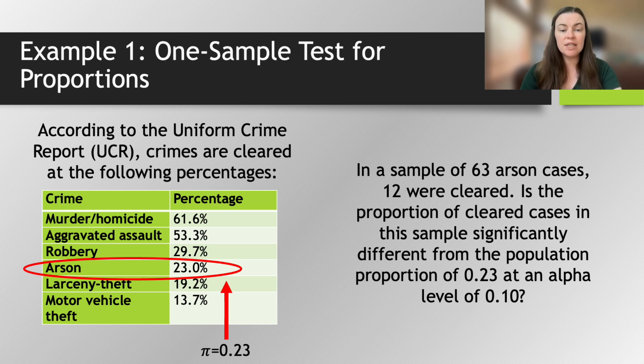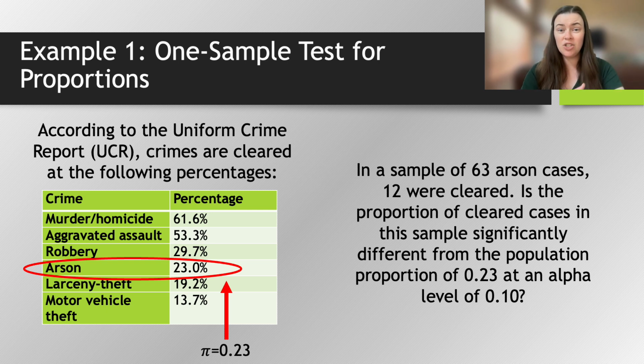In a sample of 63 arson cases, 12 were cleared. Is the proportion of cleared cases in this sample significantly different from the population proportion of 0.23 at an alpha level of 0.1? So a couple of things here. Although I already mentioned that this is going to be an example of a proportion in a 1-sample scenario, the way that I would know this without having that information is by looking at the problem. And there's 2 key indicators here.